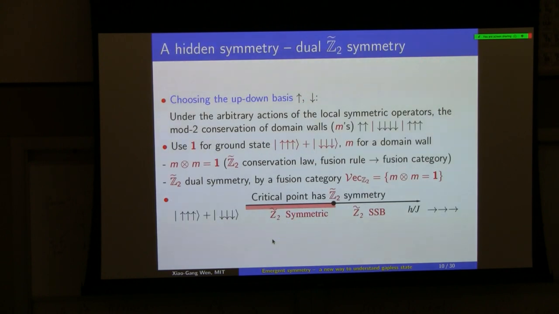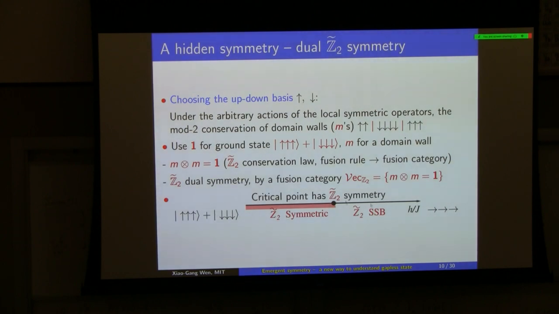However, we have a similar story: for a small magnetic field, low H, we have this up and down ground state. This is up plus down as a ground state. Then the domain wall costs energy. And so this phase actually corresponds to dual Z2 symmetric states. It's symmetric for the dual Z2 symmetry.